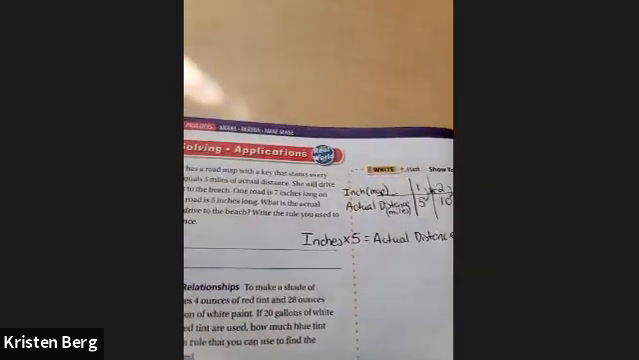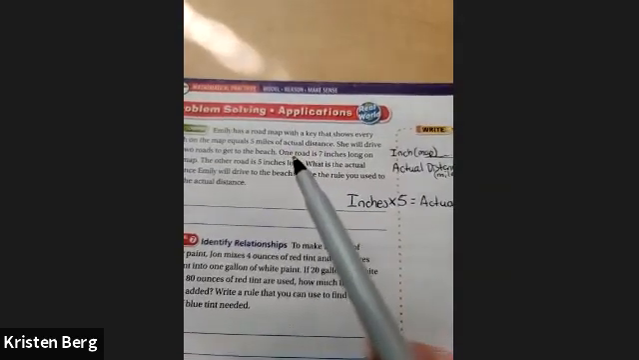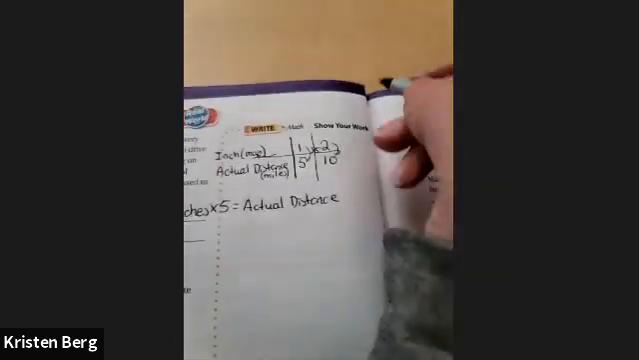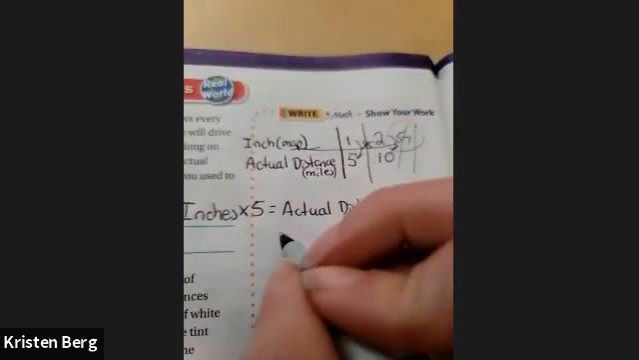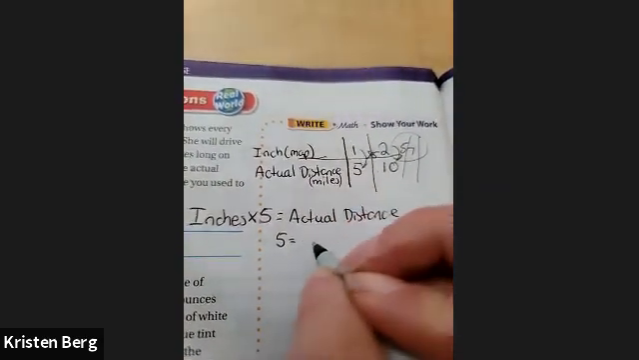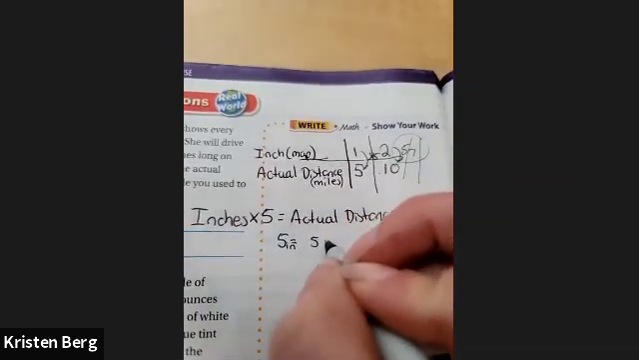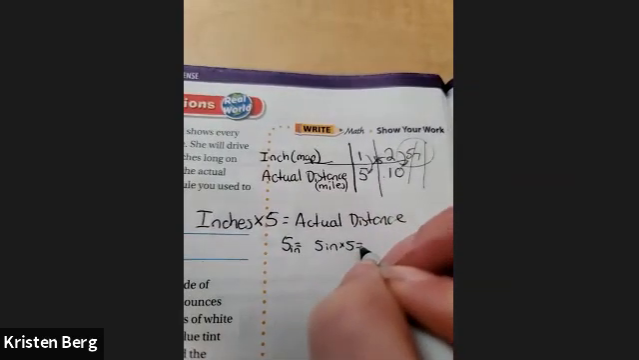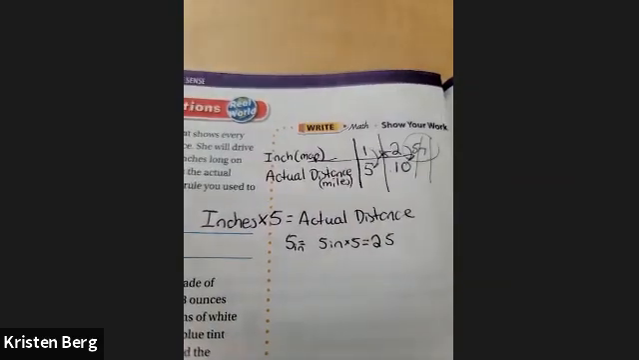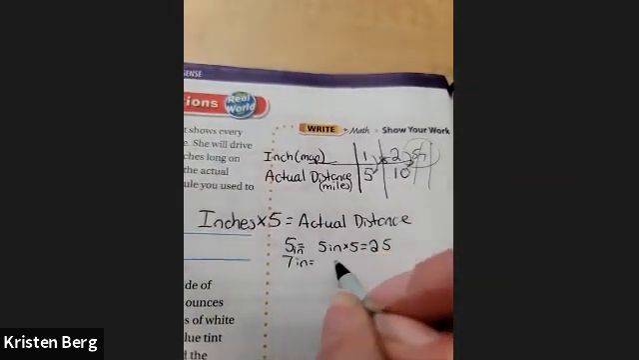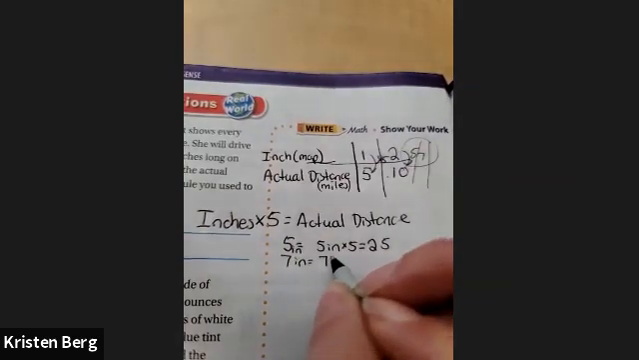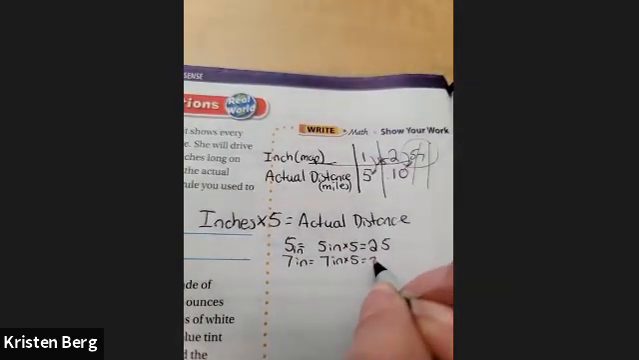So in this case, now that we know the rule, it said that one road was 7 inches and the other one is 5. So for 5 inches, I would have to do 5 inches times 5, which would give me 25 miles. And then for 7 inches, 7 inches times 5 would give me 35.